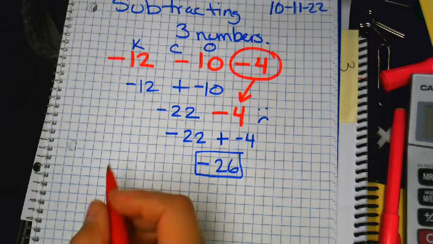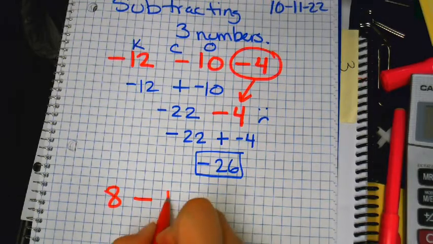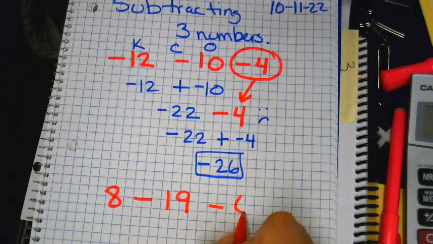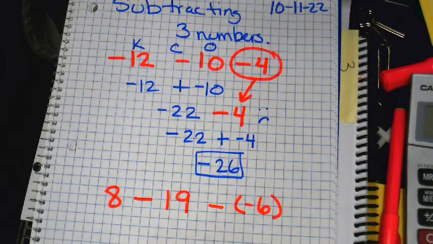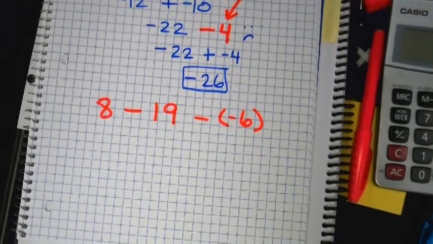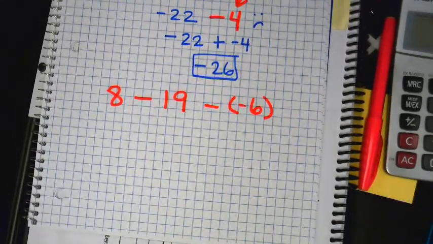Alright, I could do this one. 8 minus 19 minus negative 6. Write it down. 8 minus 19 minus a negative 6.